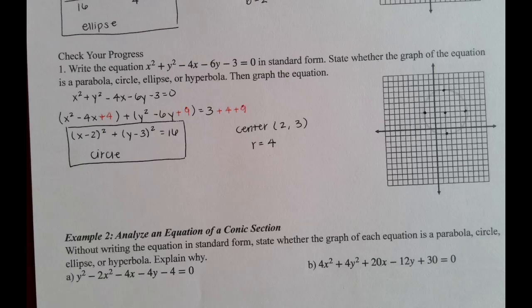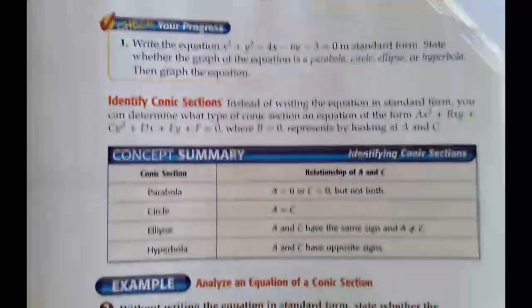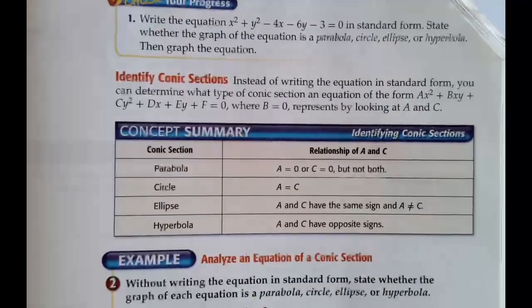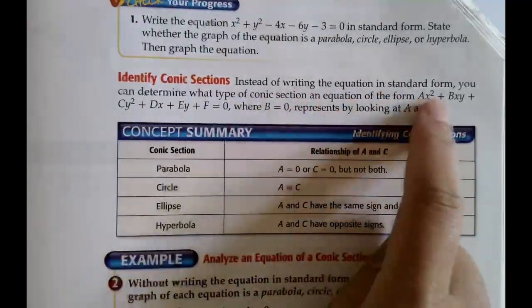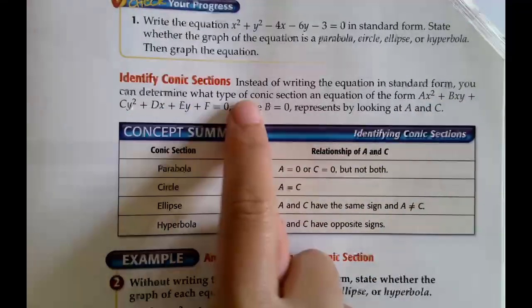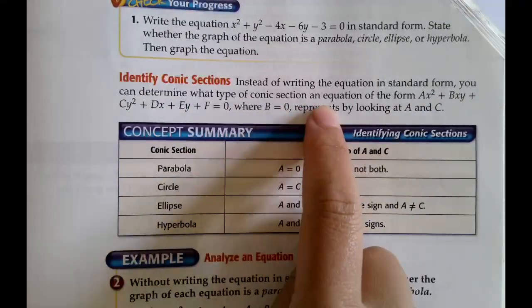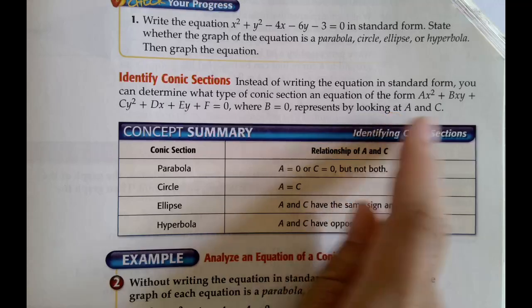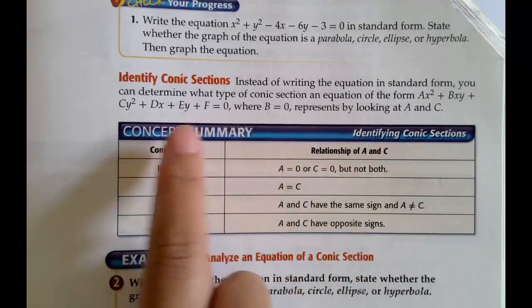Okay, so how can we figure out whether it's a parabola, circle, ellipse, or hyperbola without having to change it to standard form or graphing it? That comes into play here with identifying conic sections. Instead of writing the equation in standard form, we can determine what type of conic section it is by looking at what we call A and C.